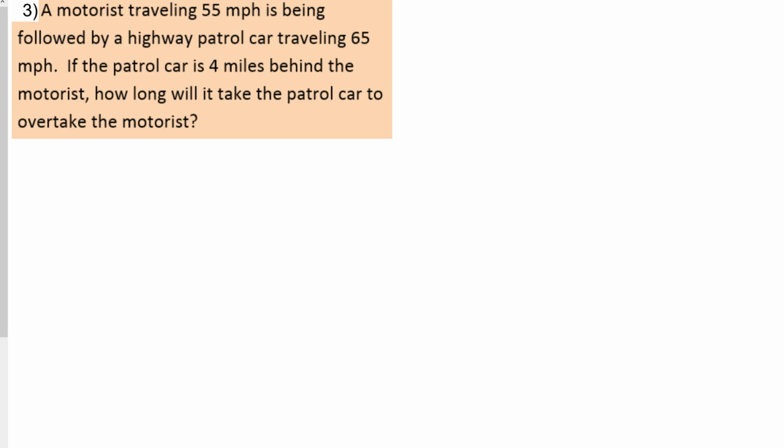So let's take a look at number 3. A motorist traveling 55 miles per hour is being followed by a highway patrol car traveling 65 miles per hour. If the patrol car is 4 miles behind the motorist, how long will it take the patrol car to overtake the motorist? Okay, so we could draw ourselves a little picture of the situation.